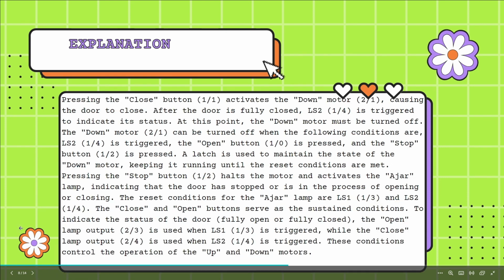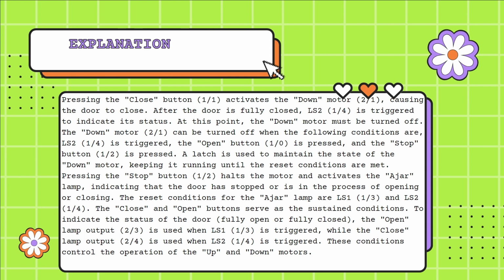Next, pressing the close button activates the down motor, causing the door to close. After the door is fully closed, LS2 is triggered to indicate its status. At this point, the down motor must be turned off. The down motor can be turned off when the following conditions are met: LS2 is triggered, the open button is pressed, and the stop button is pressed. A latch is used to maintain the state of the down motor, keeping it running until the reset conditions are met. Pressing the stop button halts the motor and activates the ajar lamp, indicating that the door has stopped or is in the process of opening or closing.